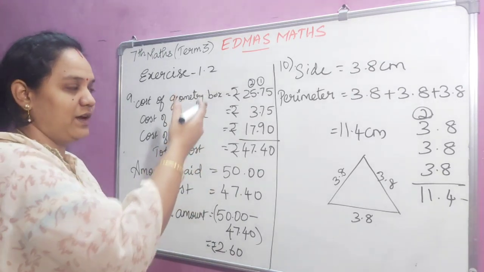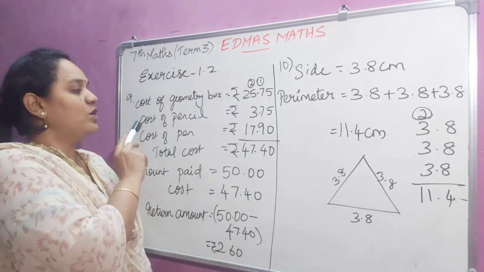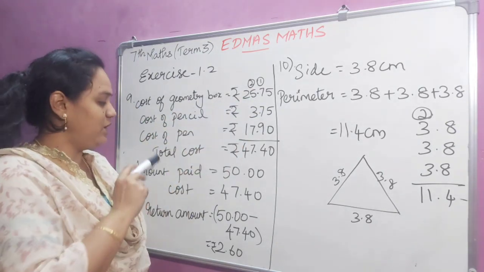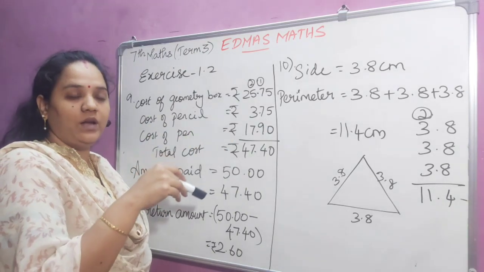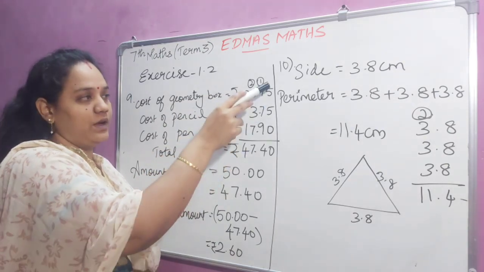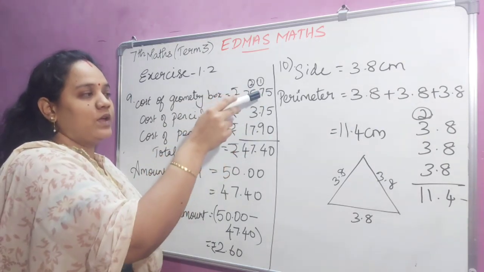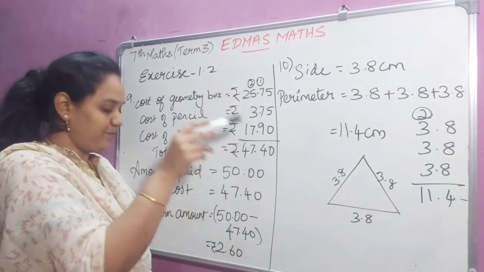Is it clear? So that's what I have done here. The cost of the geometry box is 25.75, the cost of the pencil is 3.75, and the cost of the pen is 17.90. So the total cost of whatever he bought is 47.40. Here I have added everything. I have written according to the place value, and I have added directly.